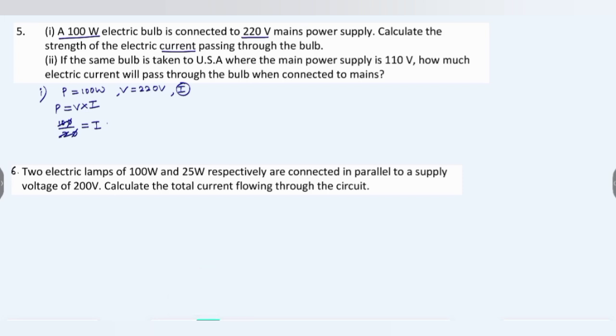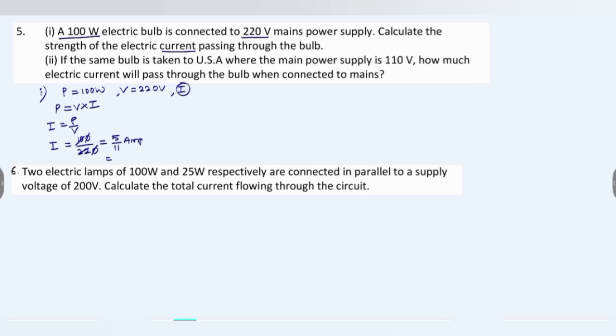One minute, let us write the formula first and solve easily. So I is equal to, from this I is equal to P by V. So I is equal to 100 by 220. After cancellation it is what? 5 by 11 amperes. If you want you can change that into decimal form also.